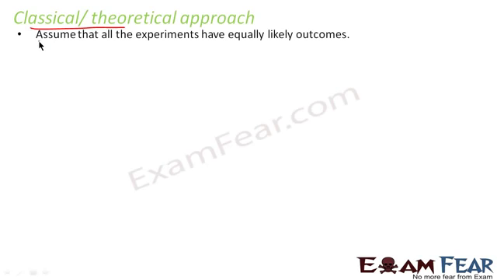So here, the first thing is, please assume that all the experiments have equally likely outcomes. I'll explain this. This is the assumption we are making, that all the events are equally likely outcomes. When I say equally likely, for example, head and tail, the probability of head and the probability of tail are equal. All are equally likely. That is, the probability of head will always be 1 by 2. Tail will always be 1 by 2.